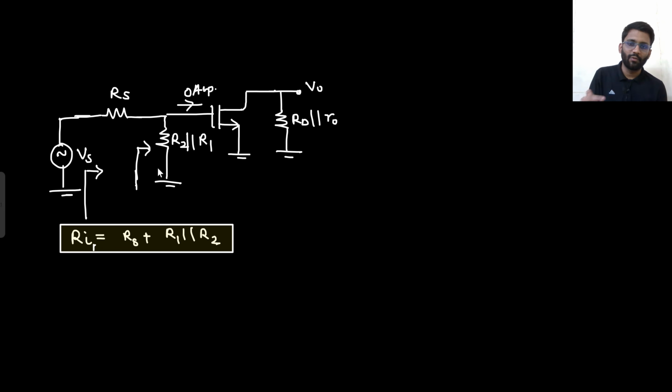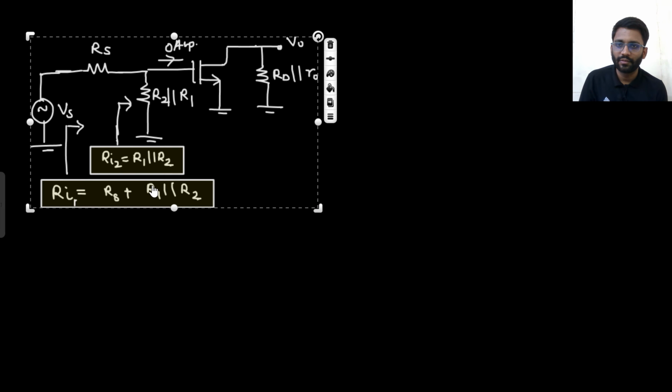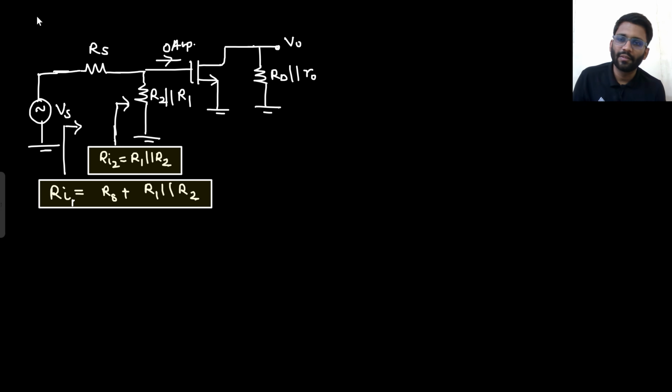So the same current. Now what if they ask you the resistance from here? So RS is gone. Only R1 parallel with R2 you will see. Right? So this was your input resistance.